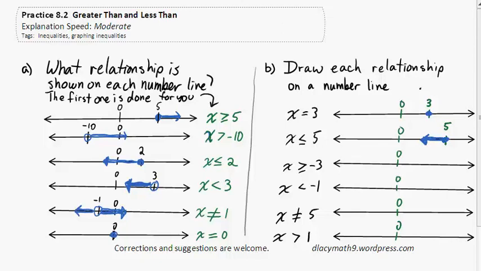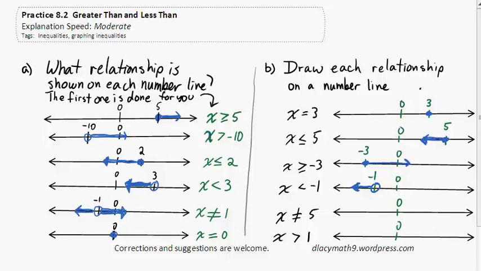Switching to the next one, x is greater than -3. Well, I have to draw the -3 in less than 0. That's about all. It is equal to 3 and everything to the right. There's my answer. x is less than -1. So I've marked my -1 now. With an open circle on the -1, I show an arrow going left to -infinity.